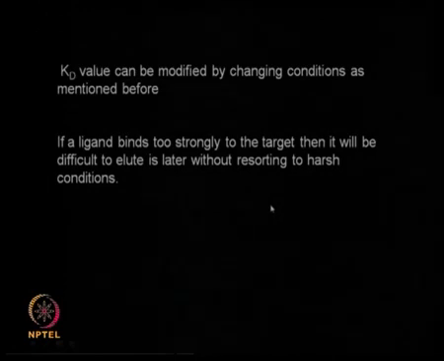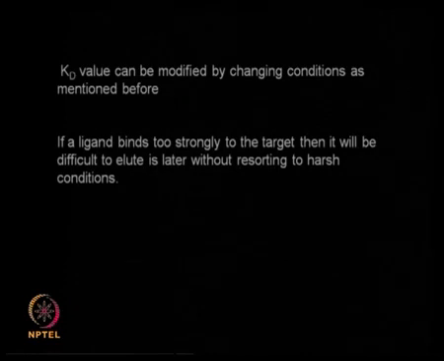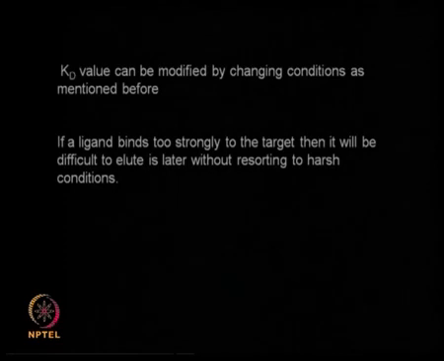So how do you modify these Kd values? It can be modified by changing conditions, as mentioned before. We talked about changing the conditions, okay. So initially you want a good binding because you are trying to capture the protein. Later on you change the environment so that whatever has been captured is dissolved. So that means you are modifying the Kd value.